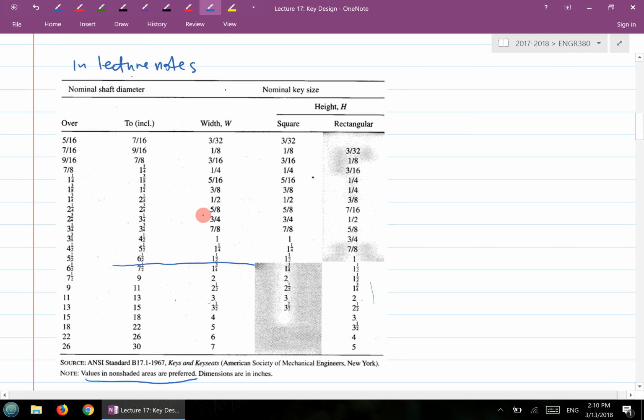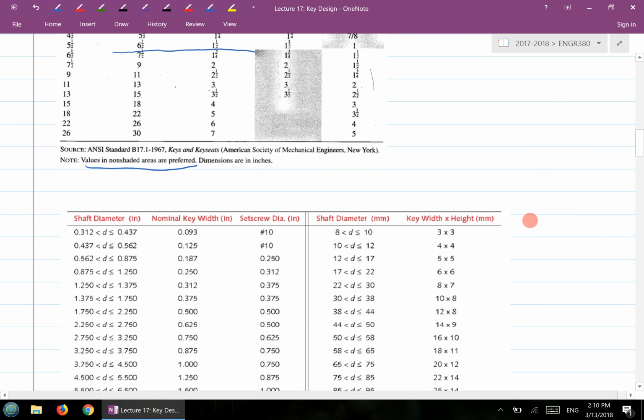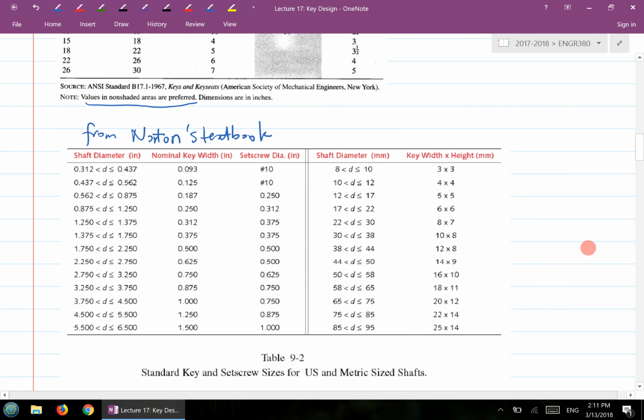7-6. Okay. Now, another table, which I'll give to you, is from a different textbook. This is from Robert Norton's textbook. From this textbook, it's very similar. It gives you a range of shaft diameter, and then the recommended key width W. But instead of giving you the fraction, it's in decimal numbers here, right? And instead of just the inch series, it also gives you metric series numbers here for the key size.